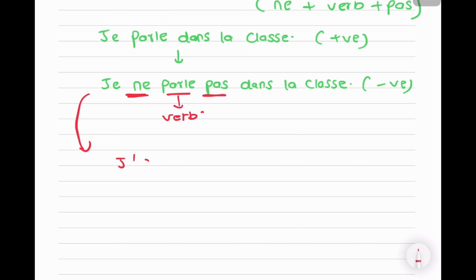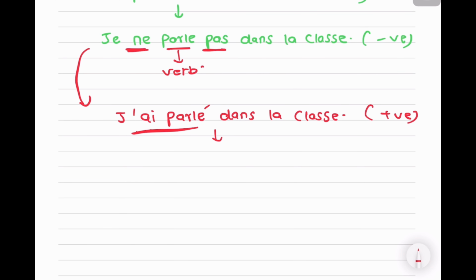That is, j'ai parlé dans la classe. That is, I spoke in the class. Okay, this is my positive sentence. Now I want to make it negative. What does the rule say? Put ne before the verb, put pas after the verb. Now my question is, I have 2 verbs. I have avoir and I have parler. Now where do I put the ne pas? Should it go with avoir? Should it go with parler?